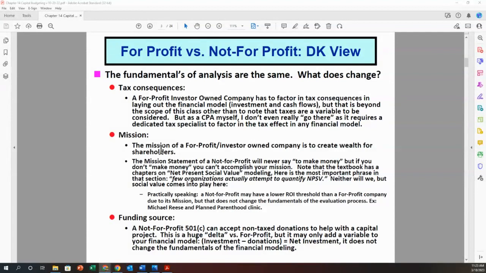So, there's an example. I did this project for Michael Reese. Most of you probably don't even know what that is. It was a huge academic medical center in the South Loop area. At one time, it had more NIH grants than any institution in the country. And we had some funds available. And we did a Planned Parenthood clinic in the area.